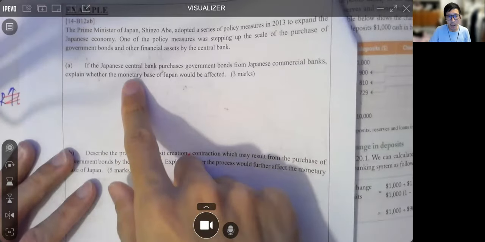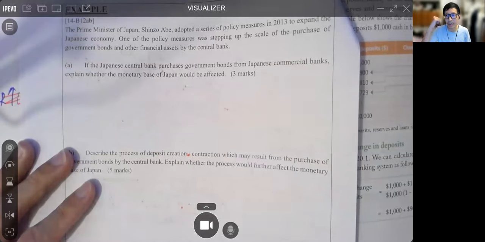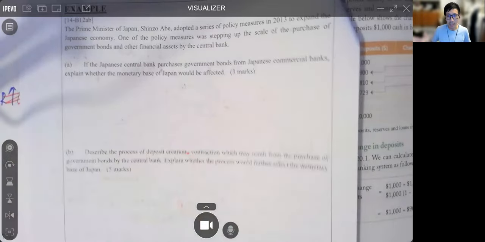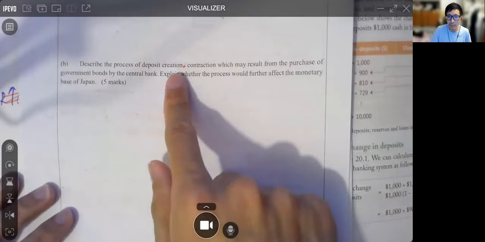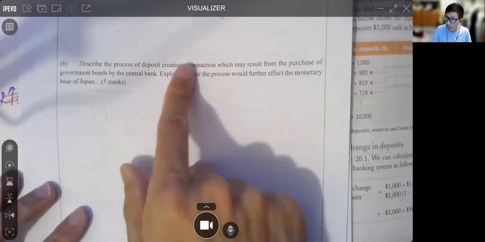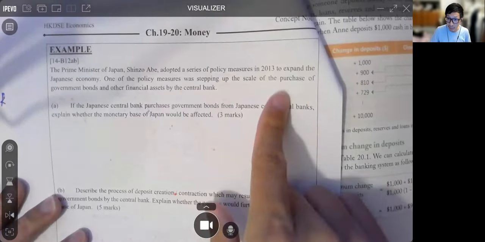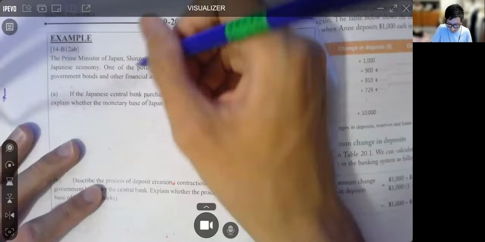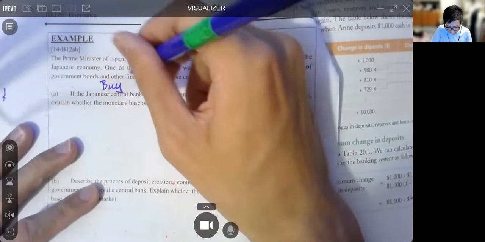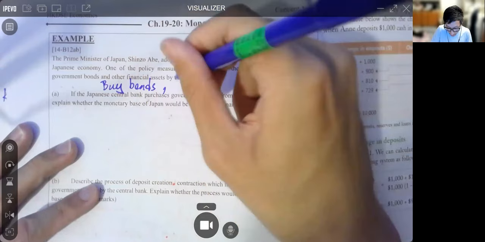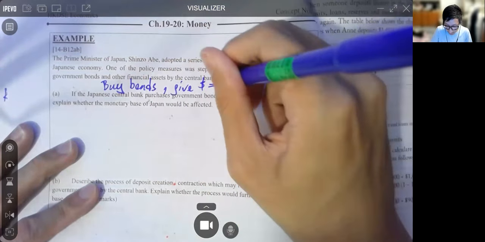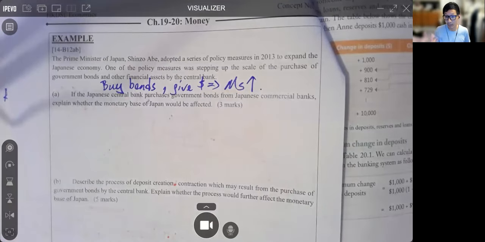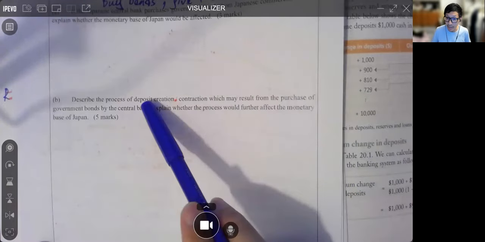We haven't learned what is monetary base, OK? We will learn that in our next video, OK? Monetary base, OK? 遲些先講,好嗎? Now, you see, Part B, describe the process of credit creation or contraction. 為什麼你說,阿Sir,為什麼給我們contraction? 懂不懂什麼叫 purchase of government bonds? 記不記得? Open market operation. Basically, buy bonds, give money. Therefore, money supply increases. OK, 記唔記得? Money supply. 所以啦,現在啦, 既然 money supply 升, 即是 expand.